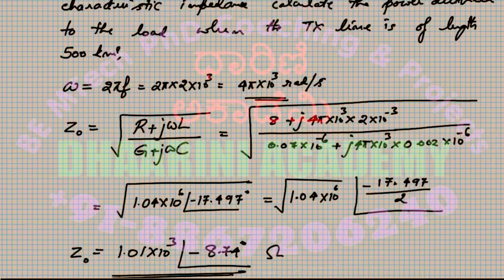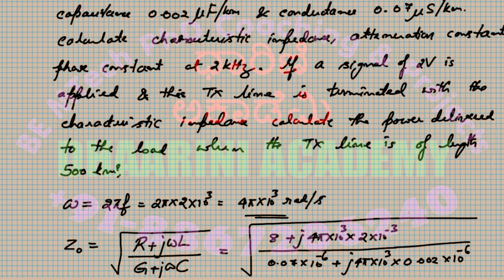Then I extended the question by adding a second part. Right now we apply a 2 volt voltage source at the beginning, as a source we connect. And on the load side, you connect the device with the same impedance that is equal to the Z naught we calculated. Now the question is, if this line is of length 500 kilometers, how much power gets delivered?